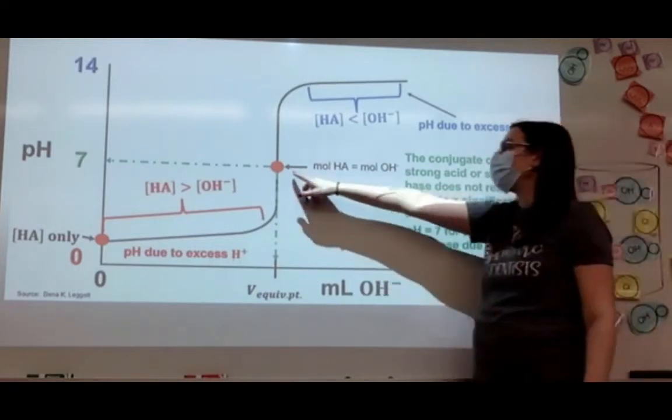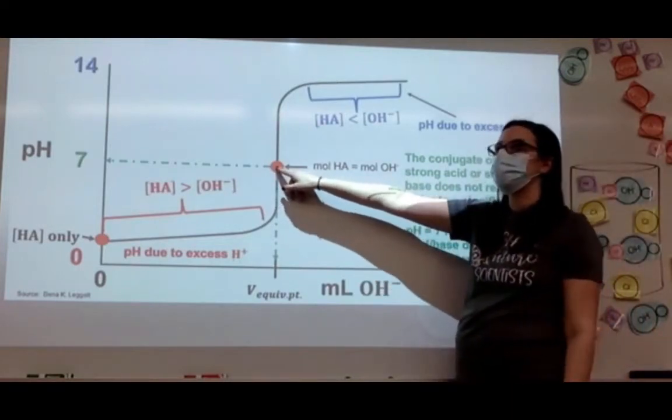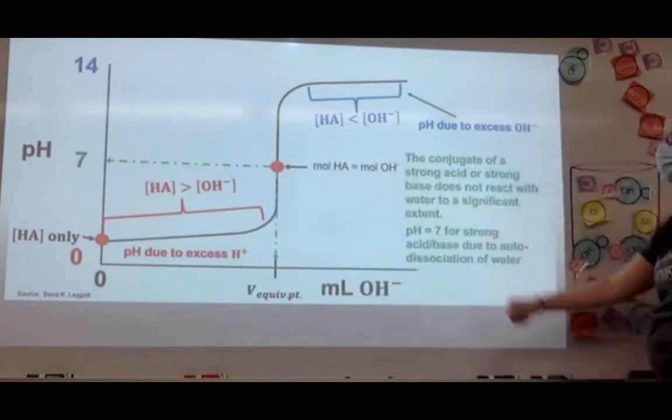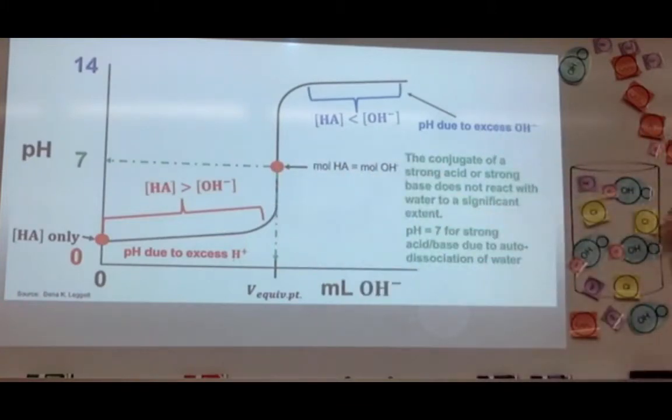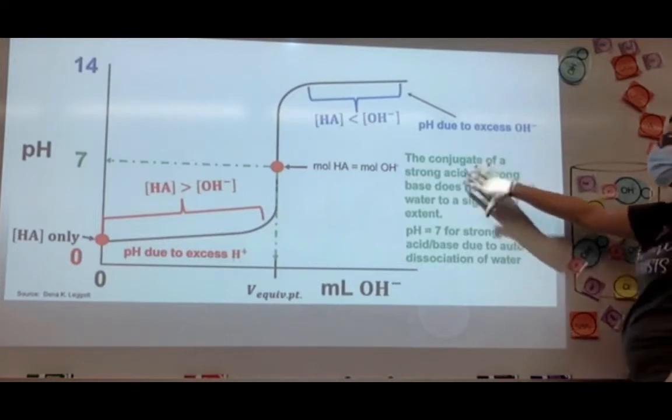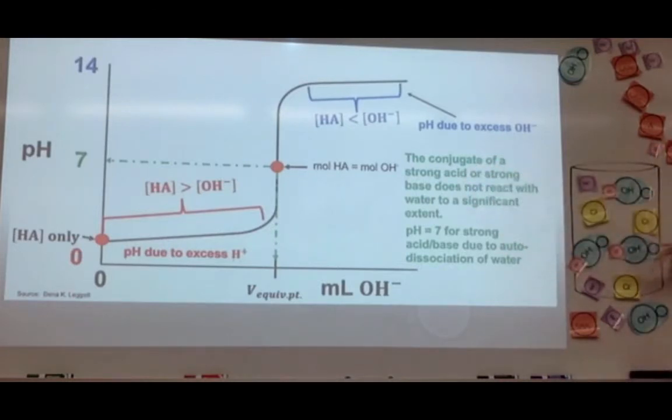When all of the acid has been neutralized, right? The moles of acid equals the moles of base. We are at the equivalence point. The equivalence point of a strong titration is 7. Na plus is neutral, doesn't affect the pH. Cl minus is neutral, it doesn't affect the pH. Water is a neutral solution. So nothing affects the pH here, so it's a pH of 7.